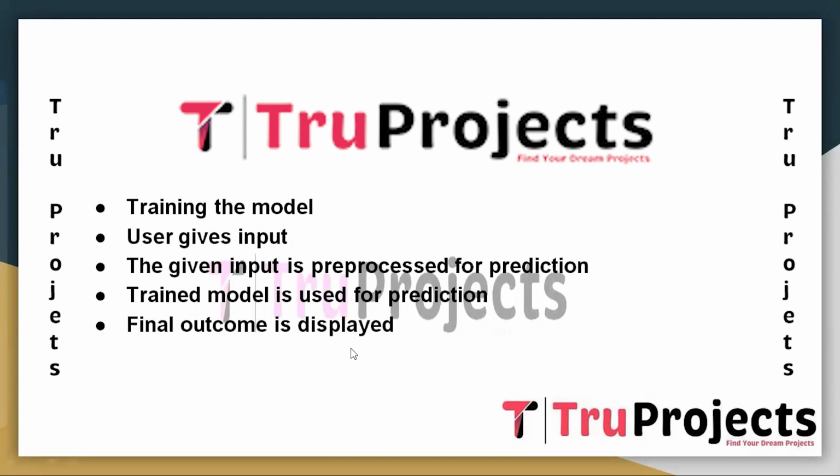And the last one is the final outcome is displayed. The prediction result from the model is displayed to the user through the Flask interface. The outcome includes the predicted class label based on the input academic performance data. This displayed information aims to provide valuable insight into the user's academic progress and potential in the subject of digital logic design.